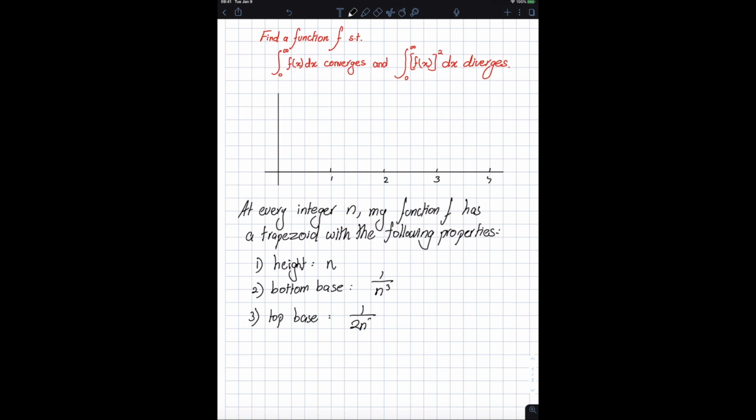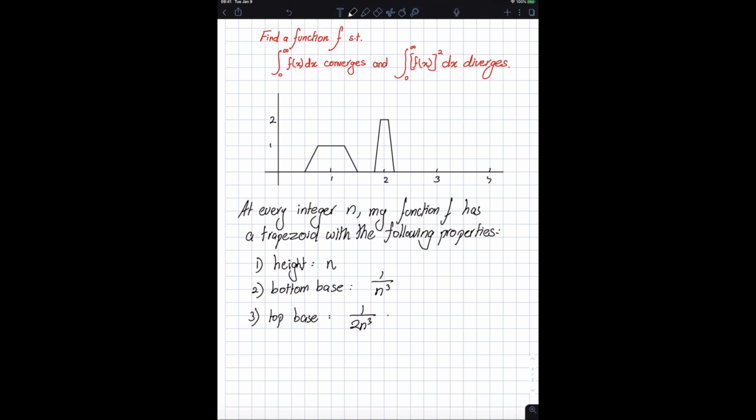So something like this. Now, just to give you a little bit of a visual idea about how this will look like. So let's say at 1, it's probably going to look something like this, where this height is 1. So this is 1, that's it, this is 2. At 2, it's going to look something like this. Well, it's going to become a trapezium that is very, very thin. So it's going to become something like this.